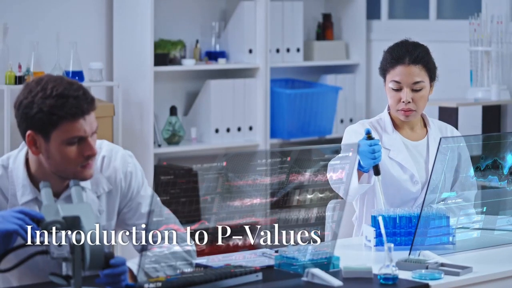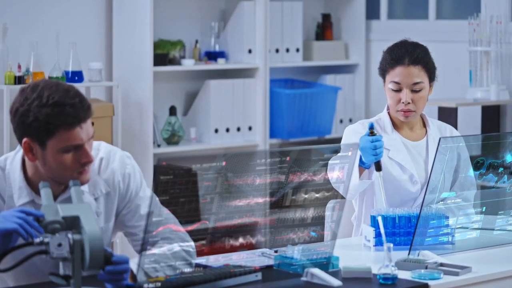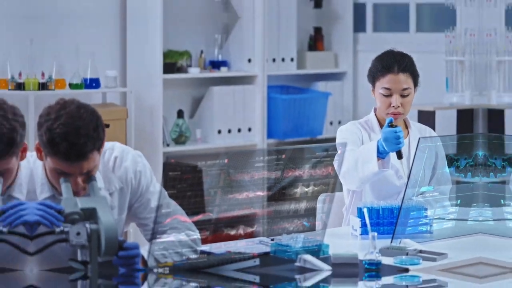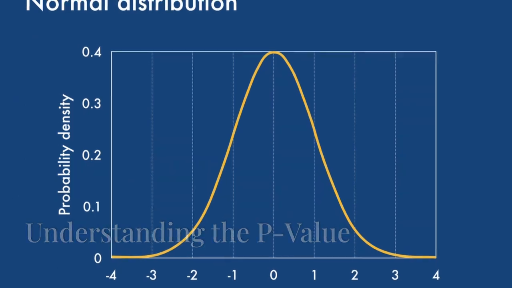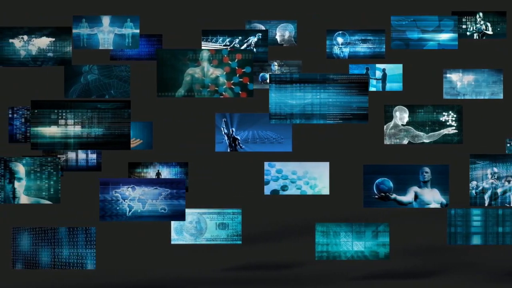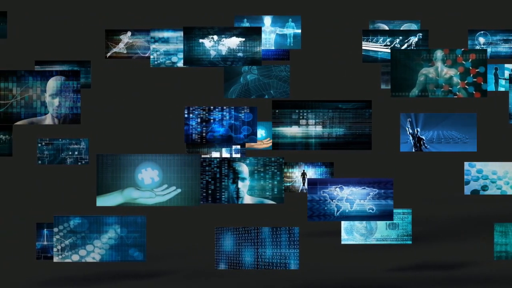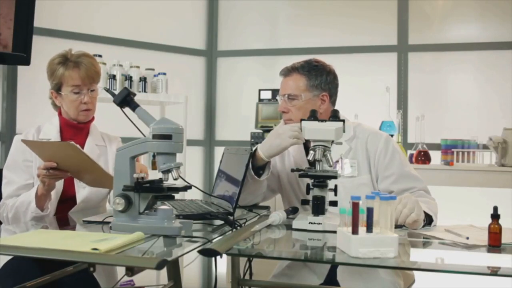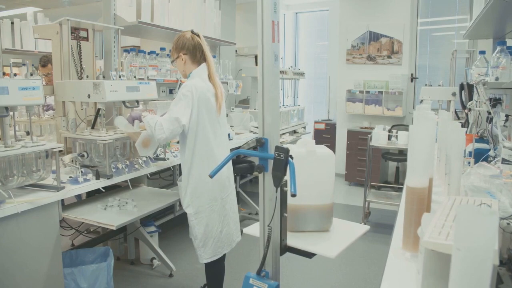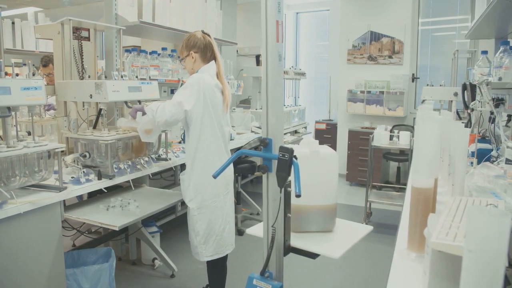In statistics, the p-value is a measure used to determine the strength of evidence against a null hypothesis. It represents the probability of observing the data, or more extreme data, given that the null hypothesis is true. In other words, the p-value indicates the likelihood of obtaining the observed results if the null hypothesis, typically stating no effect or no difference, is correct.